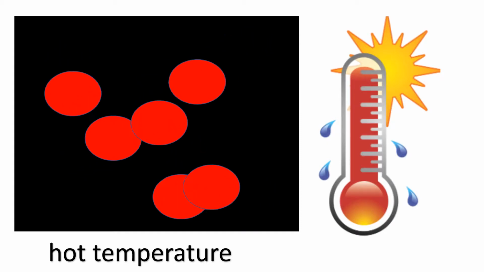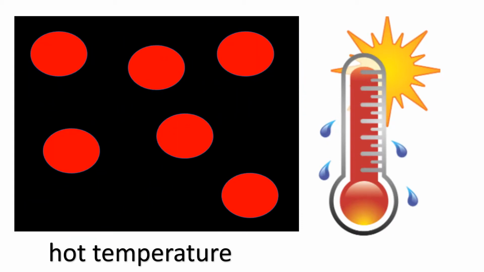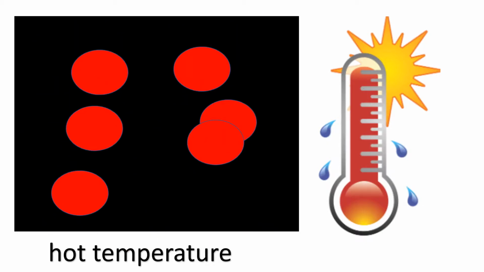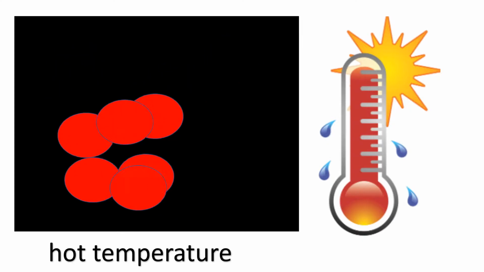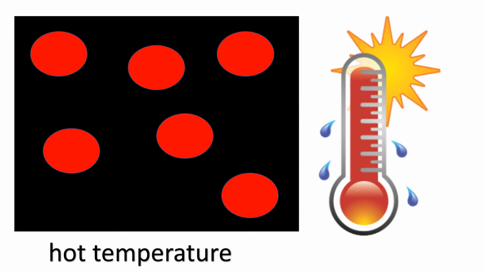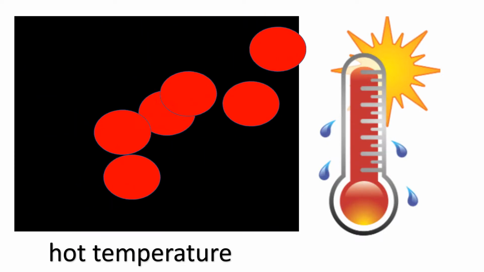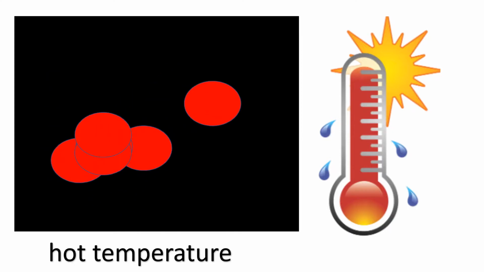So when you increase the kinetic energy of the object, you also increase the speed of the molecules. Once the speed is increased, the likelihood of collision in the system will also increase. Therefore, temperature increases, or the temperature is hot.